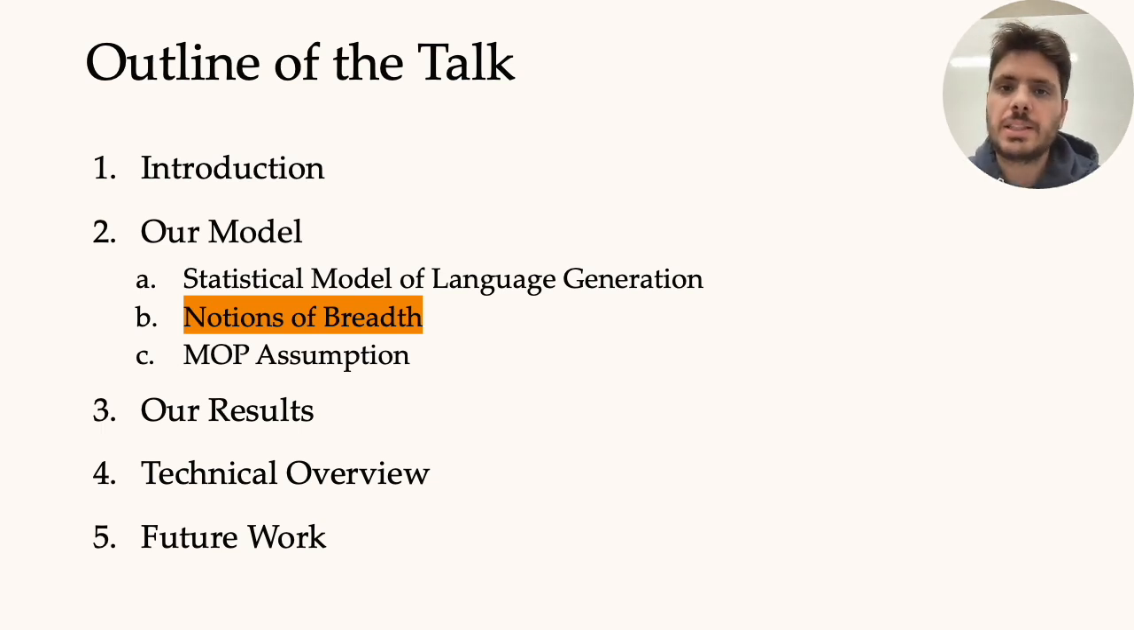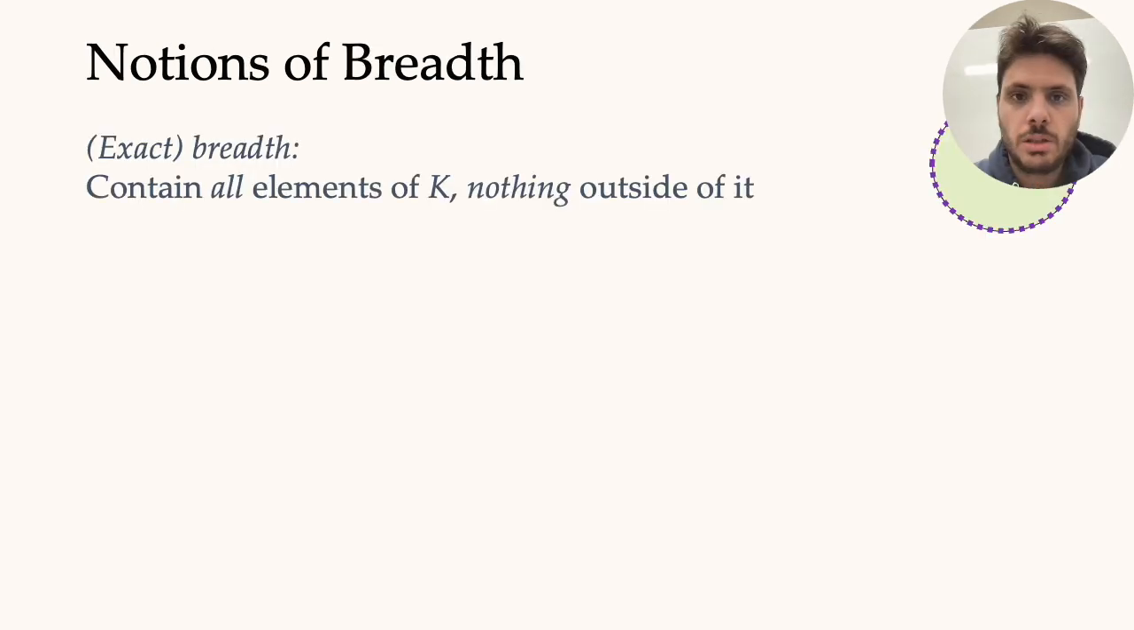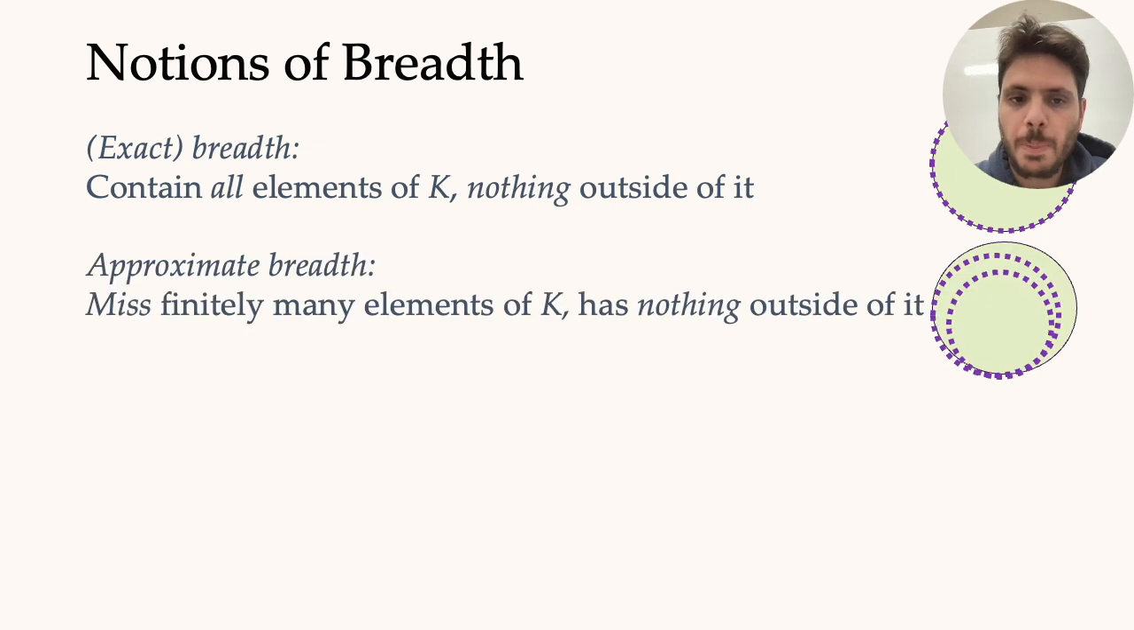Having explained the statistical model in our work, I will go on and define formally the notions of breadth that we introduce. In our work, we introduce three notions of breadth. Perhaps the most natural one is what we call exact breadth, and by that we require that the generator contains all the elements of the target language K and nothing outside of it. Pictorially, the target language K is denoted by this green shaded circle, and the output of the generator is denoted by this purple dashed circle.